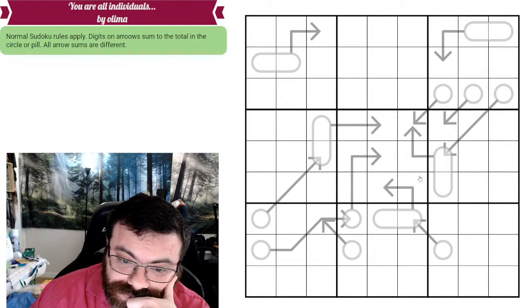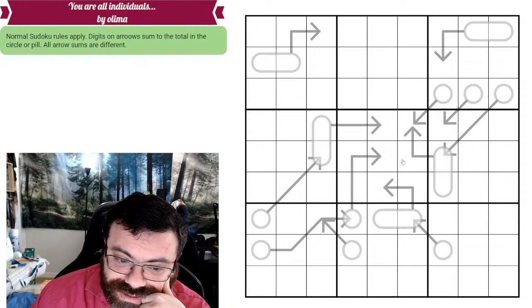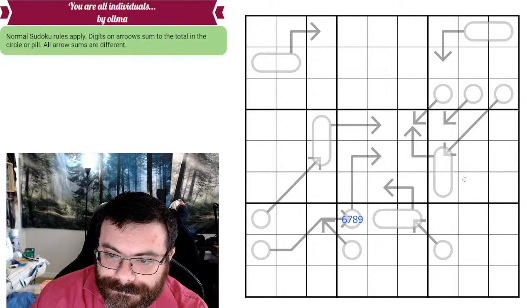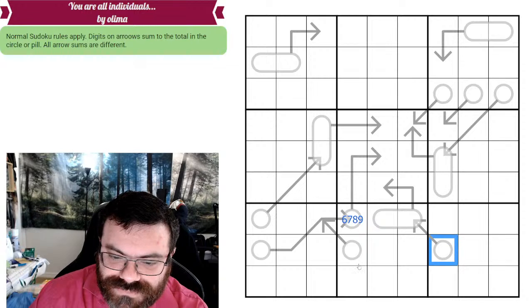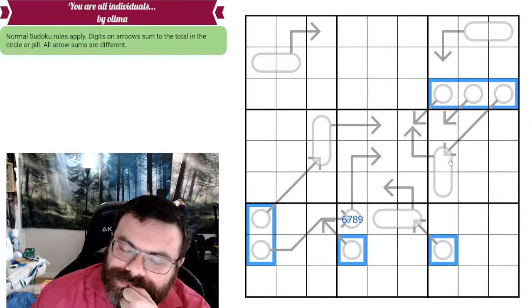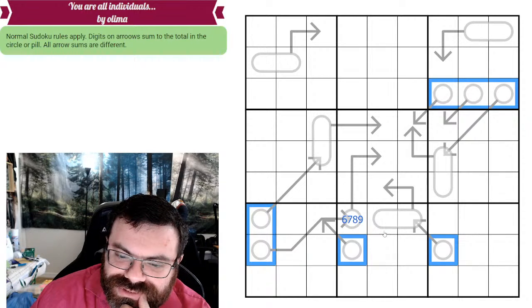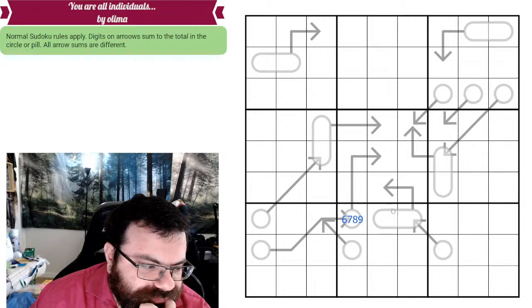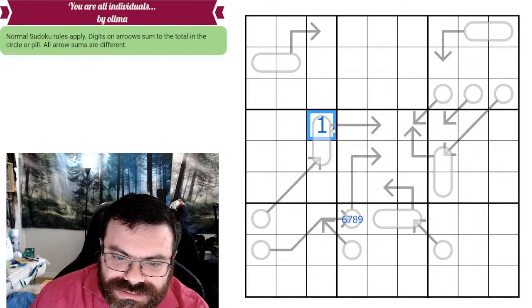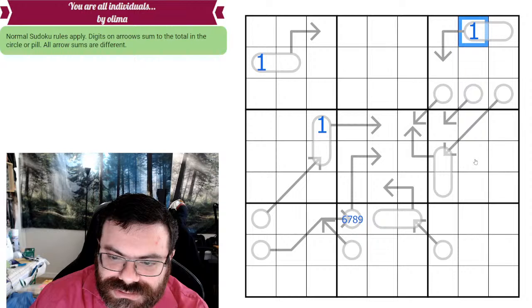So, how shall we get started? Well, we know that this is at least 6. How many circles do we have? 1, 2, 3, 4, 5, 6, 7. Not 9 of them, unfortunately. So this 2-digit pill, that's got a 1 in it. So does this one. So does this one. And so does this one. Make sure I place it in the right place.